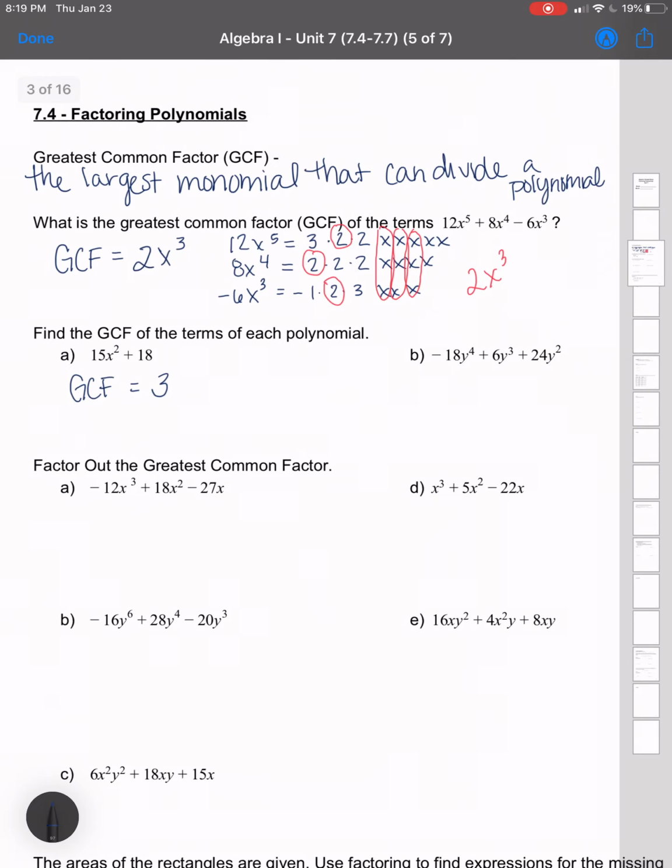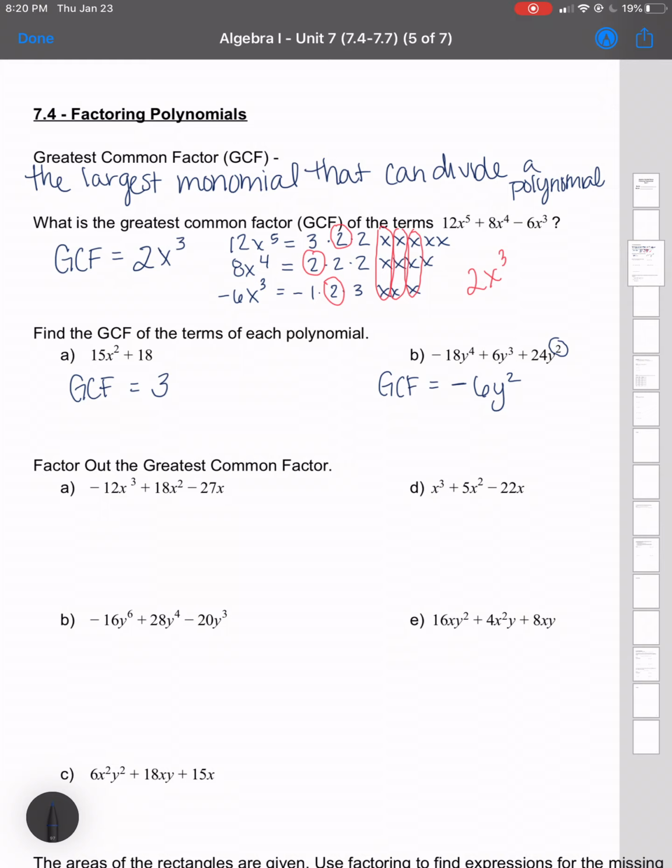Okay. So on B, we have negative 18y to the fourth plus 6y cubed plus 24y squared. Whenever you have a negative in front, your GCF is going to be negative. So I'm going to go ahead and start off by putting that negative. Then, what's the largest number that divides 18, 6, and 24? That would be 6. And then pick your lowest exponent, so y squared. And there's our solution.